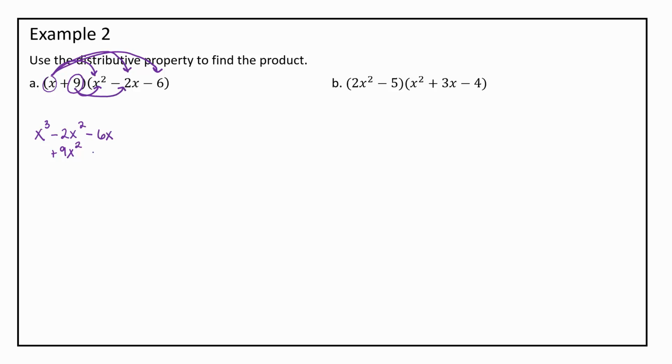Here we have 9 times negative 2x, which would go underneath my other x, and then 9 times negative 6. When you do that, if there's not anything it matches up with, you can just write it out to the side. And then because of the way I wrote it, I can add down in columns. So the x cubed doesn't have anything to add with. Negative 2x squared plus 9x squared is 7x squared. Negative 6x plus negative 18x is negative 24x. And the negative 54 doesn't have anything to add with, so it stays the same.